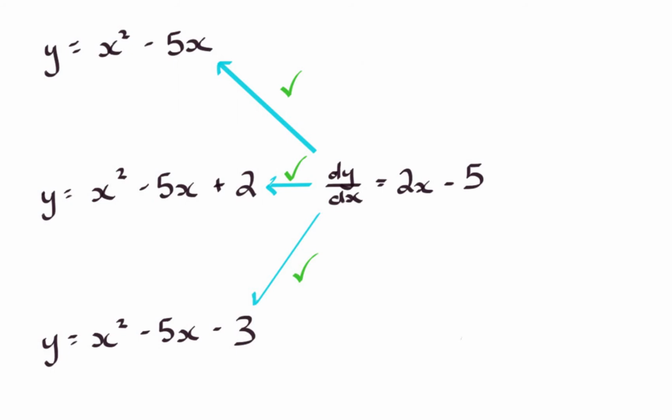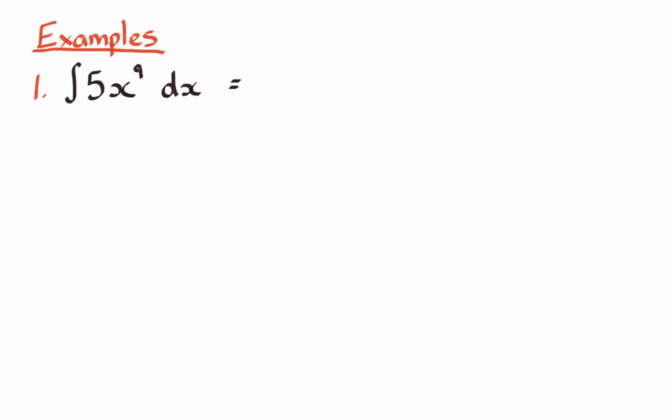So let's now do some examples. Our first indefinite integral is 5x to the 9 dx. It's worth noting that any constant can be brought out the front first, right? So it can be helpful to bring the constant out the front of the integral sign, and now we can just focus on finding the integral of x to the power of 9.